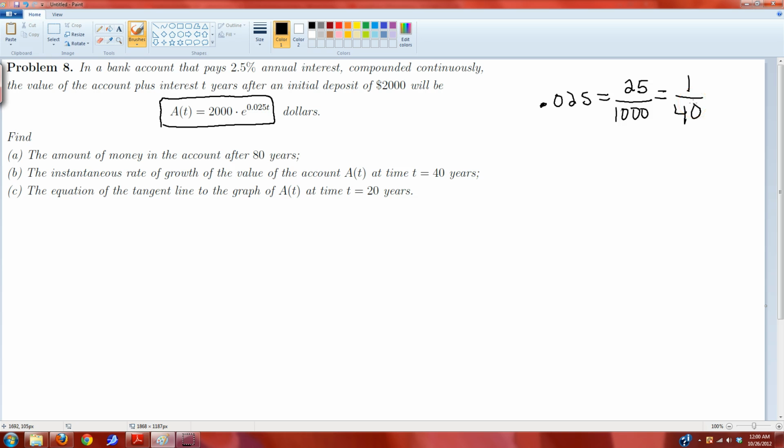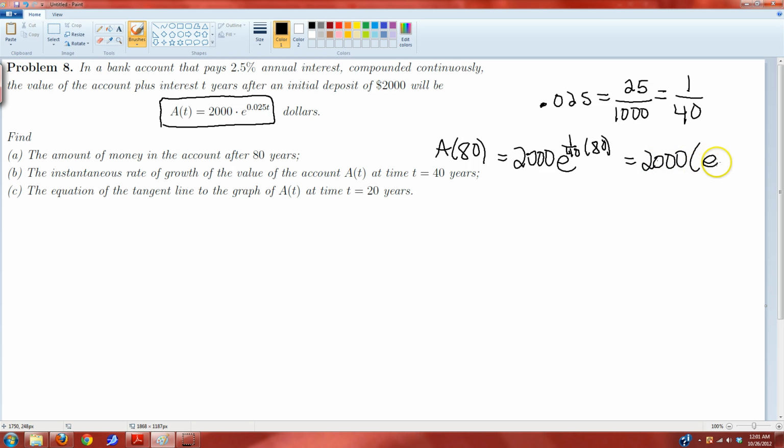25 goes into 1,000 40 times. Having it as 1 over 40 is helpful because we have to take that and multiply it by 80. So we have e to the 1 over 40, and we times that by 80. So we're talking about e squared. Okay, that's A of 80. Take 2,000 and multiply it by e squared.